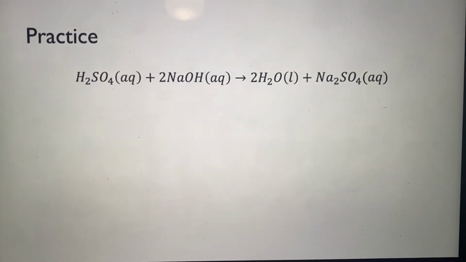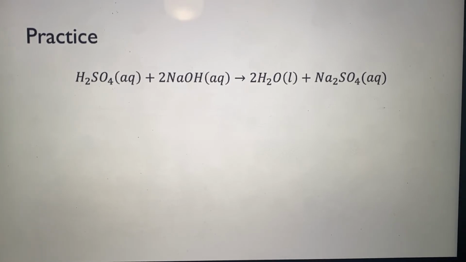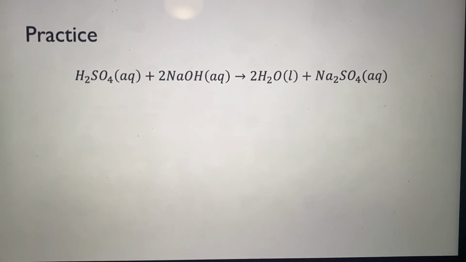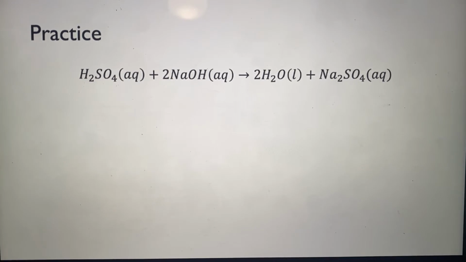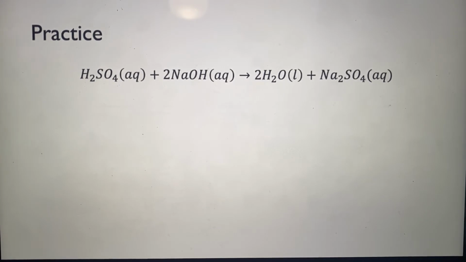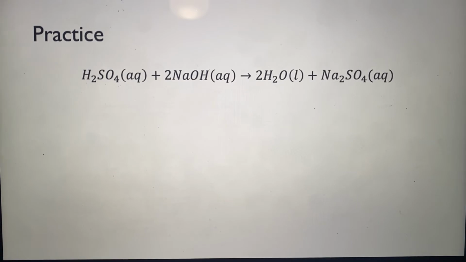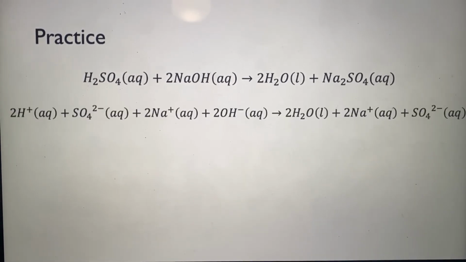Okay, now we're going to practice with this example. So we have our sulfuric acid and sodium hydroxide, and that makes H2O, which is a liquid, and sodium sulfate. So we're going to break down all of these compounds into their ions, and here's what that would look like.